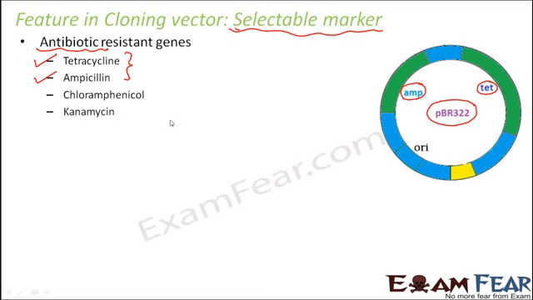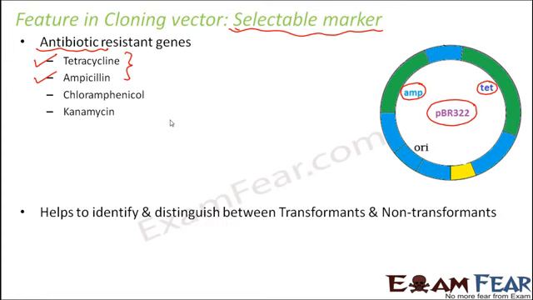Right? So what does this do? Why do we need resistance against antibiotics? So that resistance can be provided to the host against these antibiotics. In case of pBR322, once the recombinant DNA formed with the help of pBR322 and the foreign gene enters inside the host, it should be able to provide resistance to the host against ampicillin and tetracycline. And how does it help? It also helps to identify and distinguish between transformants and non-transformants.